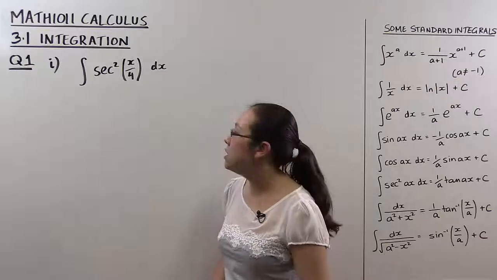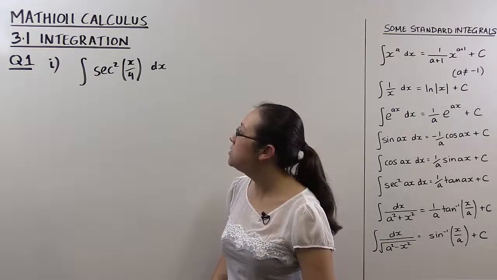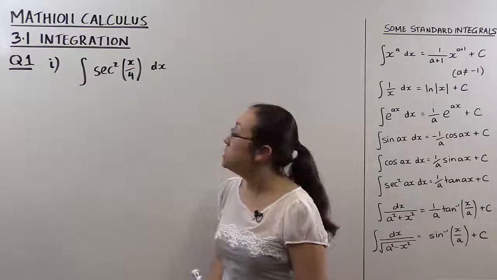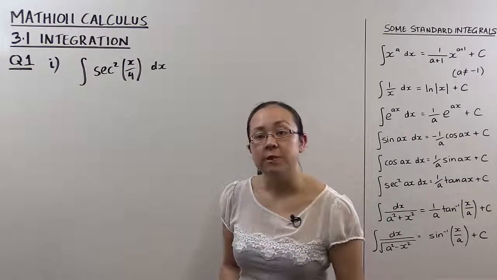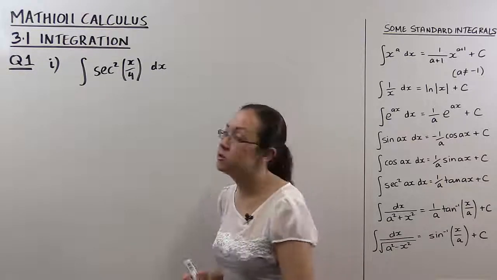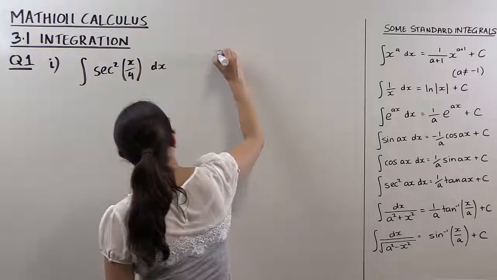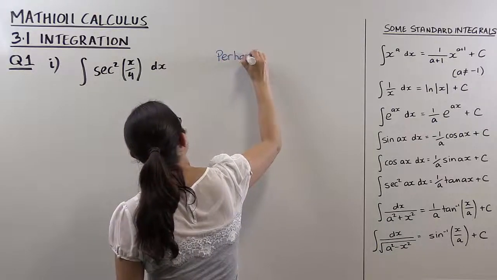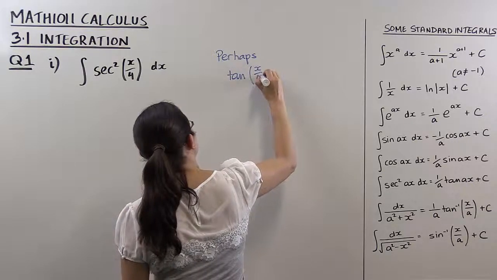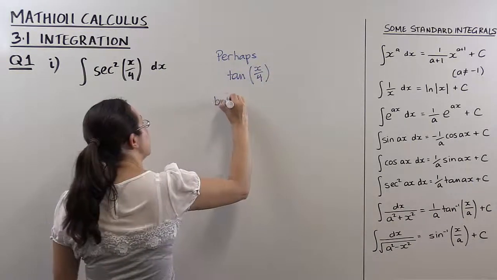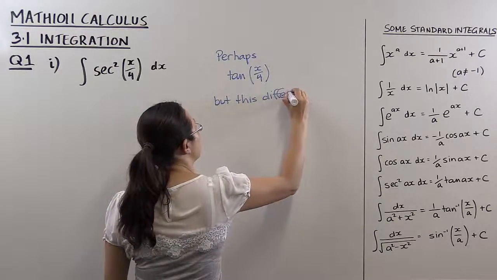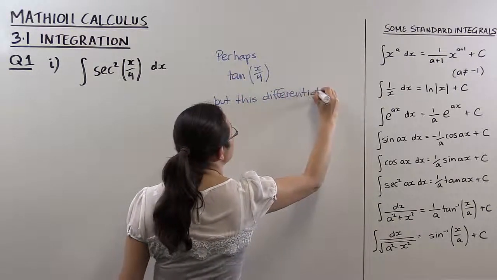In question 1i, we're asked to find the indefinite integral of sec squared of x on 4. So sec squared we know anti-differentiates to tan. Tan differentiates to sec squared, so sec squared anti-differentiates to tan. So perhaps our answer is tan of x on 4. Right? But if that was the answer, we would want it to differentiate to the question.